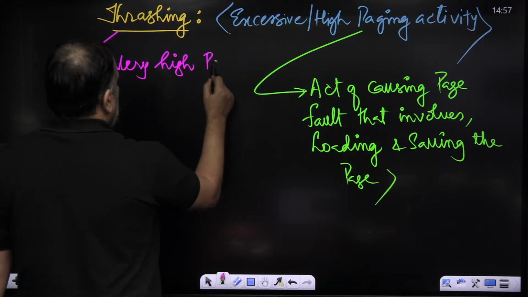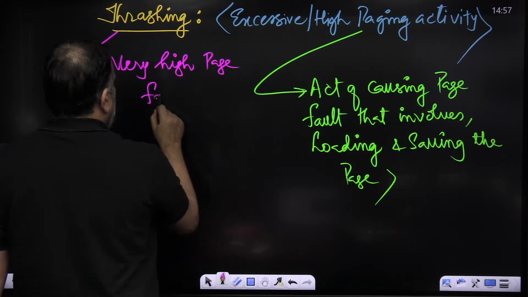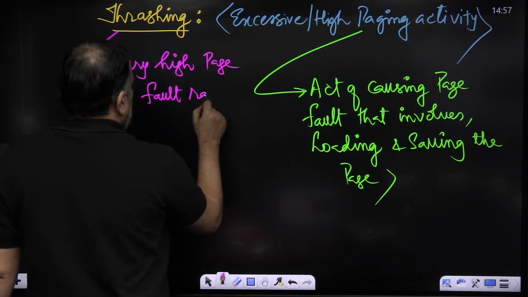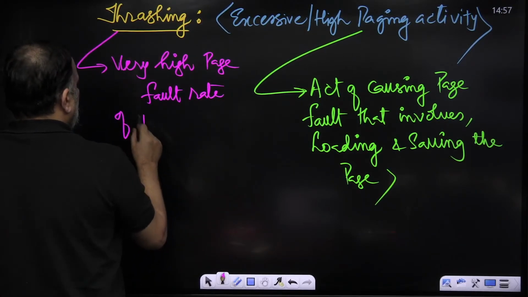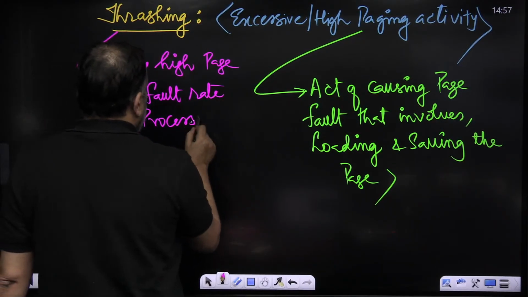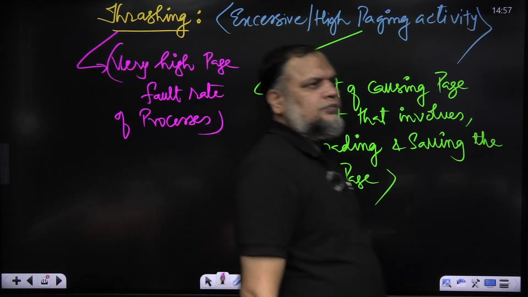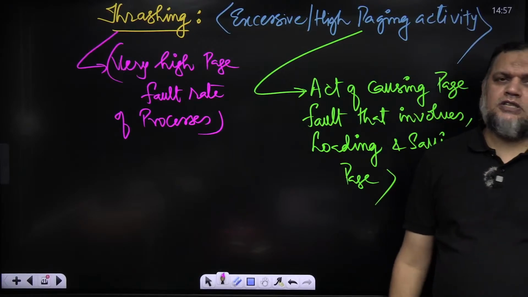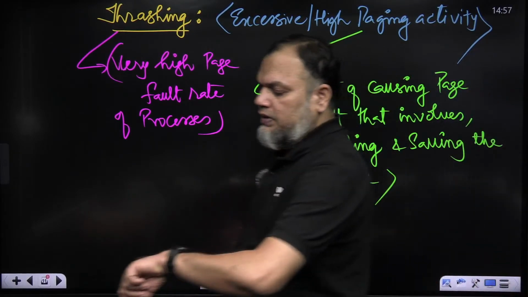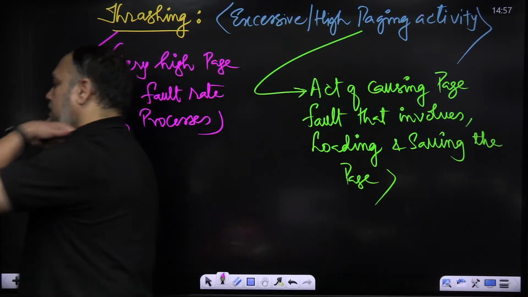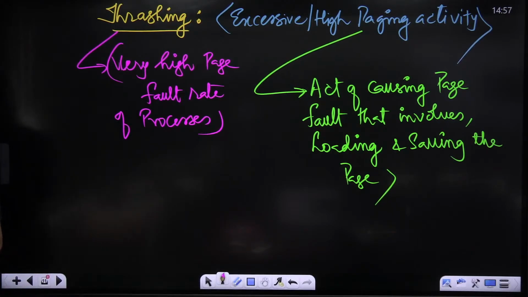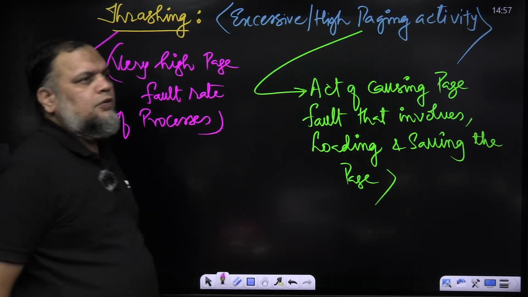Very high page fault rate of processes. जब processes की page fault rate shoot up हो जाएगी, become very high, that state is called thrashing. Thrashing like deadlock is undesirable, क्योंकि जब thrashing हो जाएगी सिस्टम में, number of page fault rate बढ़ जाएंगे सिस्टम में, then processes get blocked and CPU is bound to be idle.